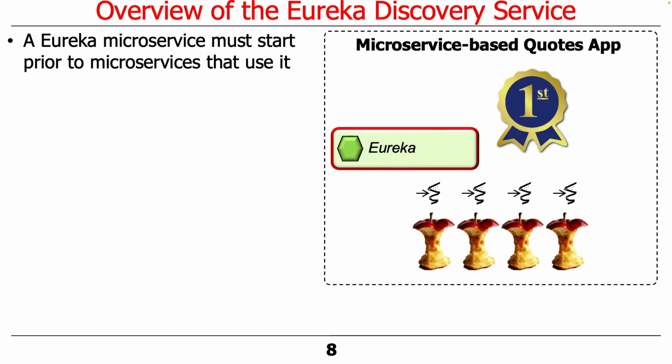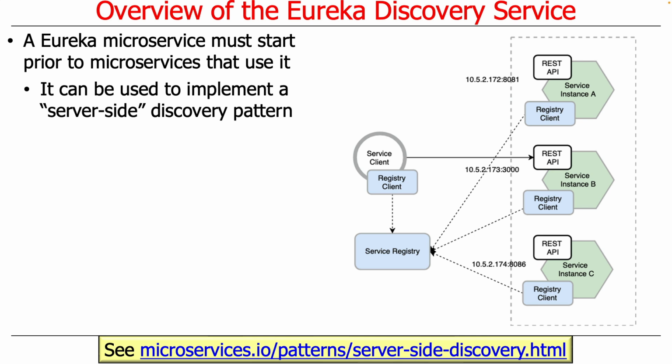As we talked about in the previous part of the lesson, the Eureka microservice has to start prior to the microservices that use it, including the API gateway. So it needs to start up first, obviously, because once it's up and running, everybody else comes along and registers with it in one way or another in order to get the job done.